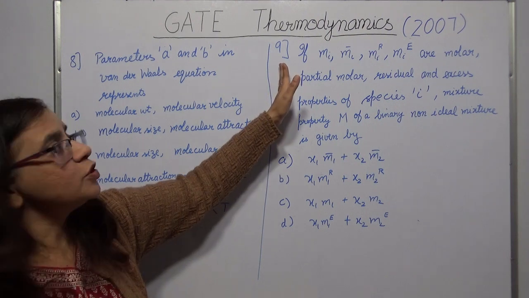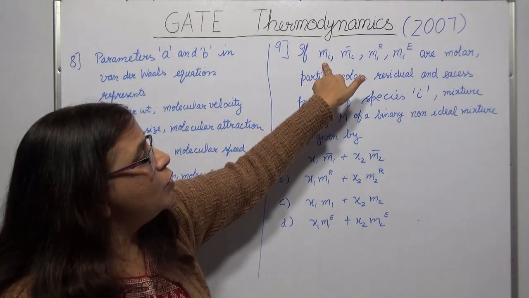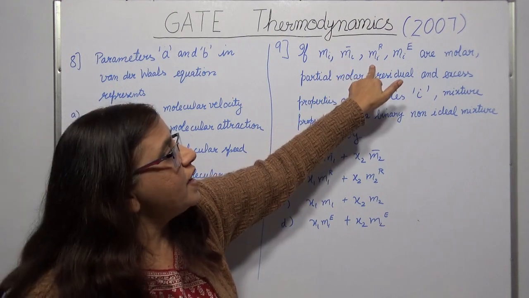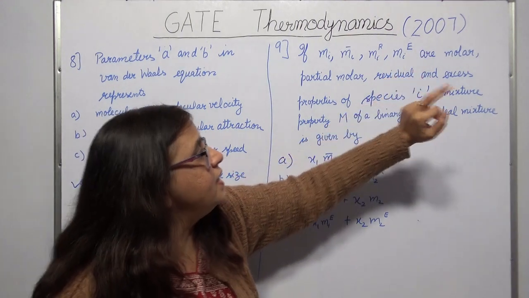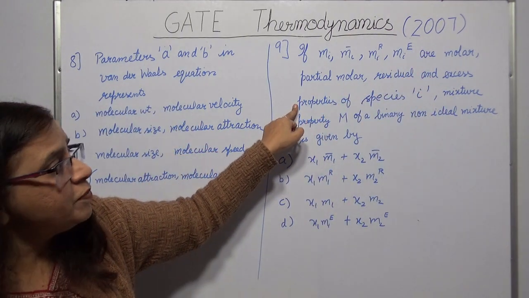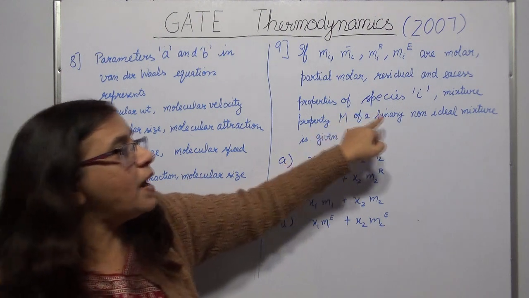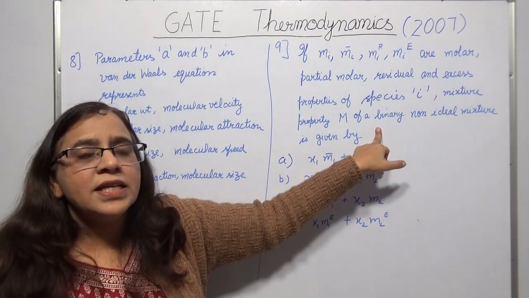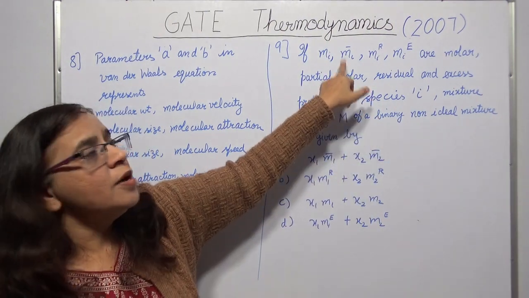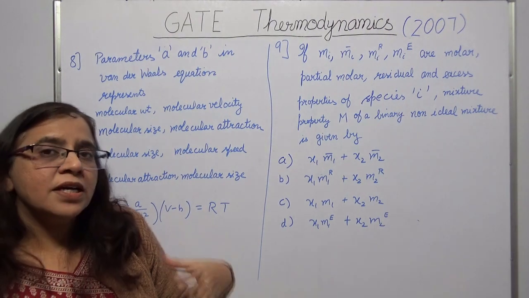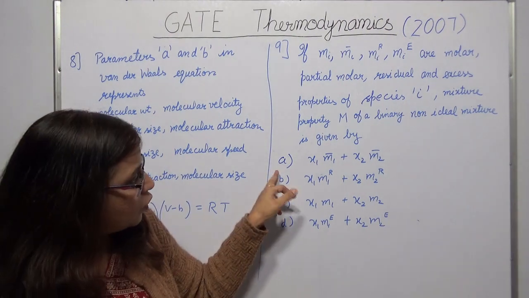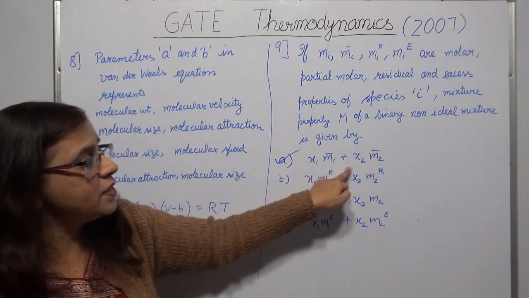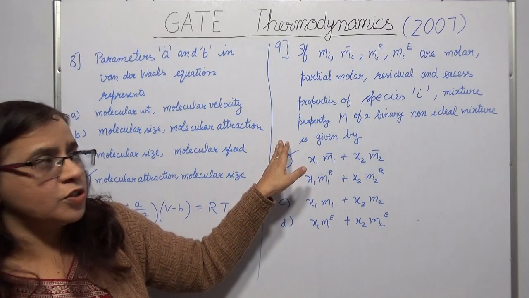Let's move on to the next question. If Mi is the molar property of pure species i, Mi bar is the partial molar property, MiR is the residual property and MiE is the excess property for any species i, then the mixture property M of a binary non-ideal mixture is given by which one of them? By now you know that a mixture property is calculated from the partial molar properties and the relation which gives it is known as the summability relation. So your option A correctly states the summability relation, x1 M1 bar plus x2 M2 bar. So this is the correct option.